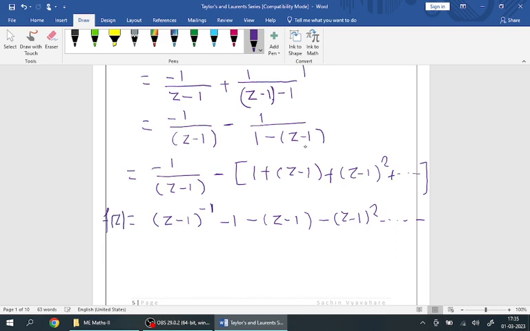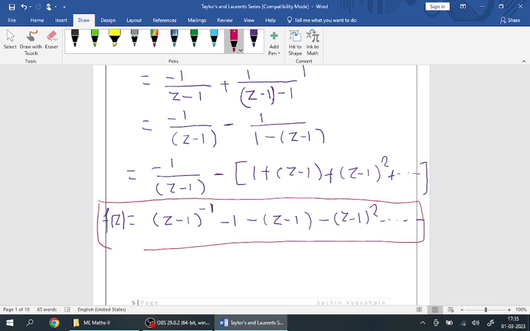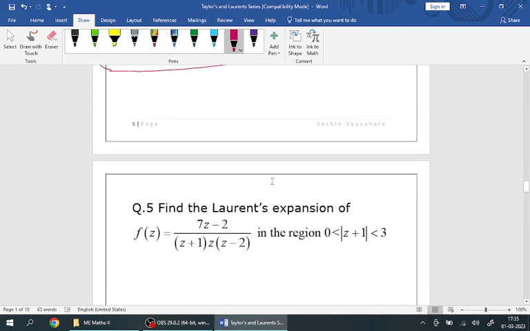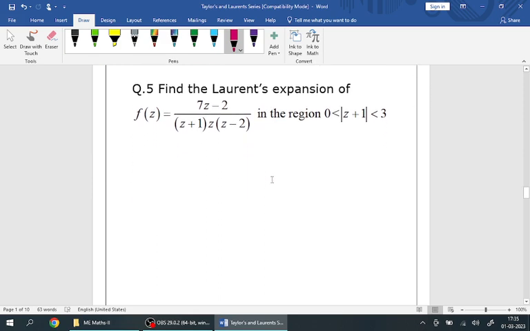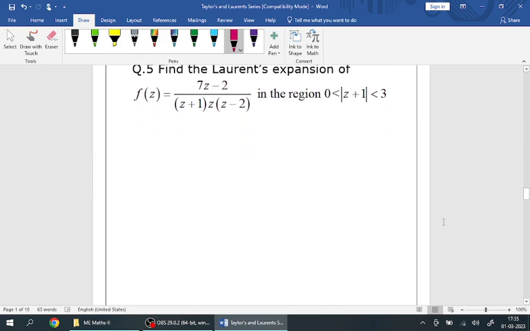And what is this series? Is it a Taylor or a Laurent series? Yes, obviously this is a Laurent series, the reason being that a negative power of z minus 1 appears, z minus 1 raised to minus 1. So this is the required Laurent series about the point z equal to 1. And that is the end of the question. So depending on the region of convergence, we get a series. That was question 4. Next, question number 5 now.